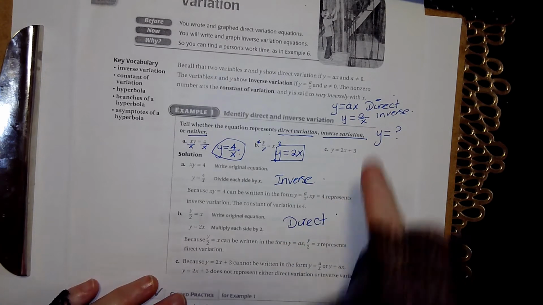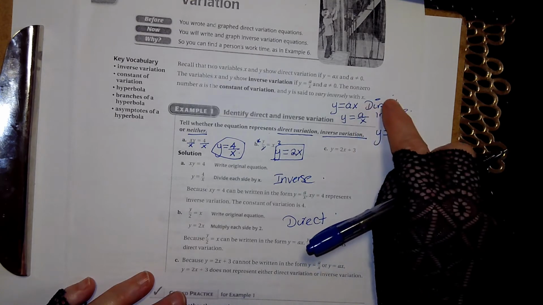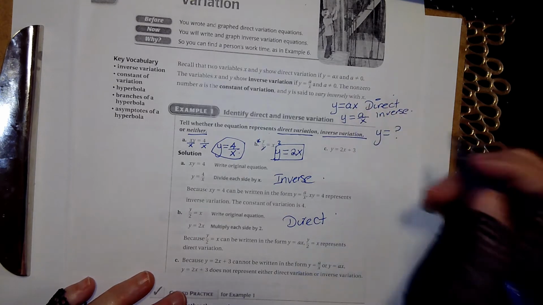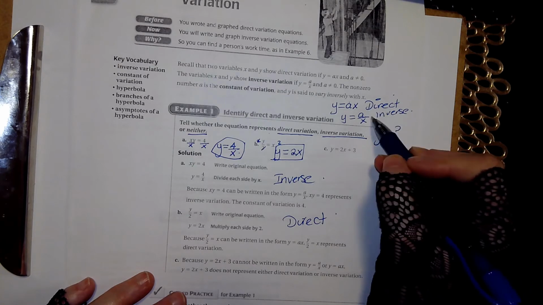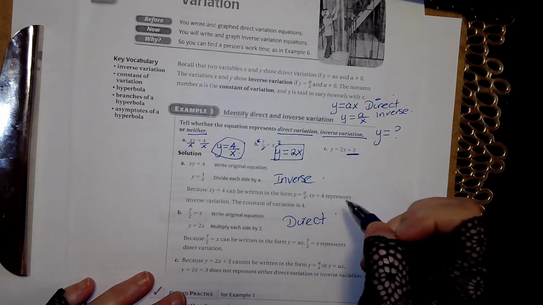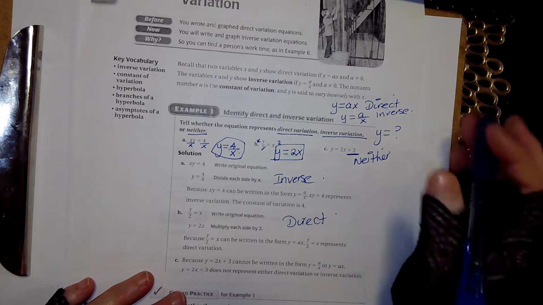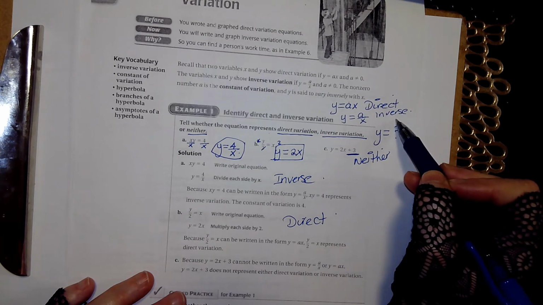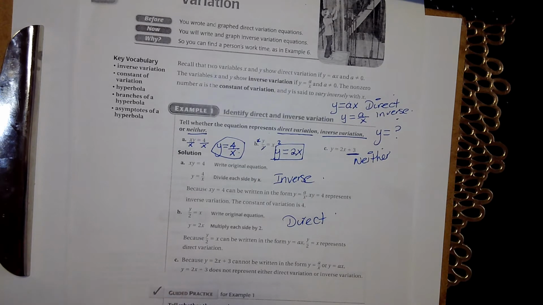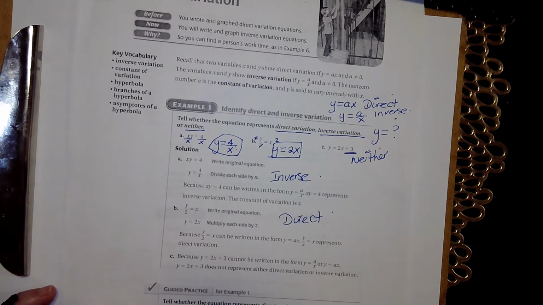And before we get to C, what do you notice about direct and inverse? They don't have anything added. There's no +5 or +3. So the fact that I have a plus something here tells me it can be neither. It can't be direct or inverse. So it's pretty easy to spot. So the beginning, just spotting if it's direct, inverse, or neither, you should be able to solve for y and see that real easy.